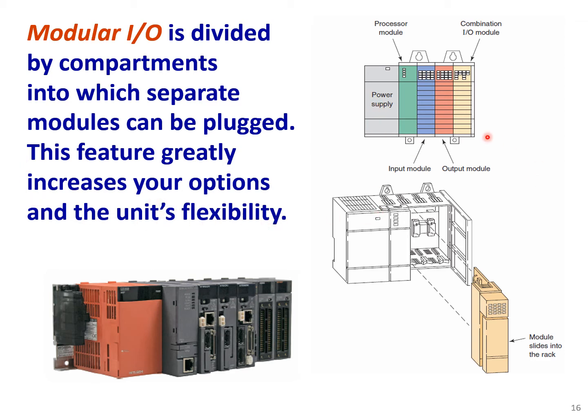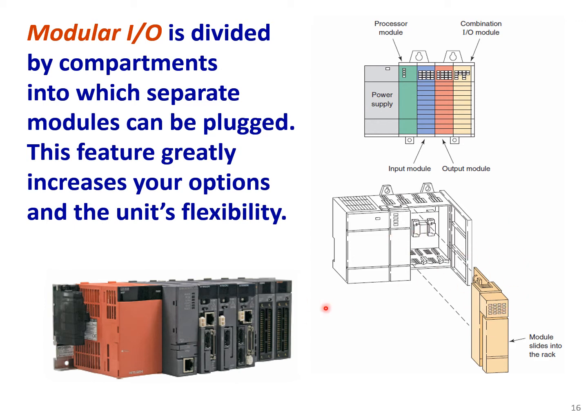So here you could see one PLC. Here we have the power supply. The next module or section is the processor module or CPU, and then we have input and output modules. So we have a rack. Okay, so here is a rack, and we could install input and output modules.